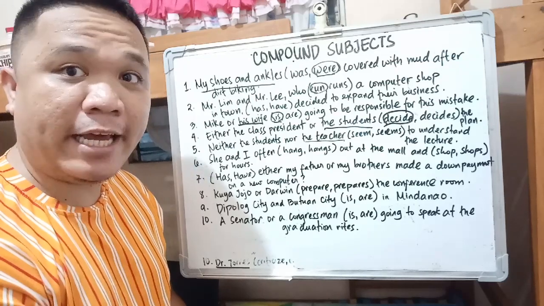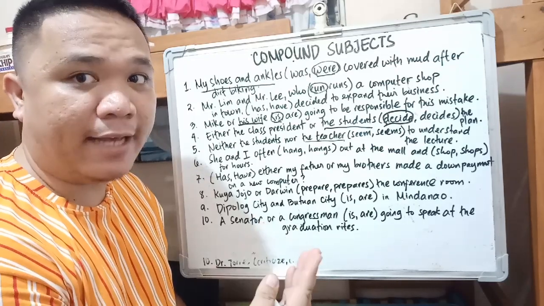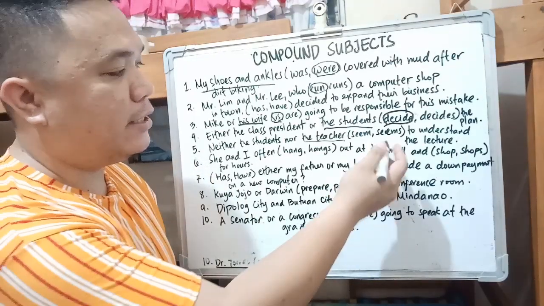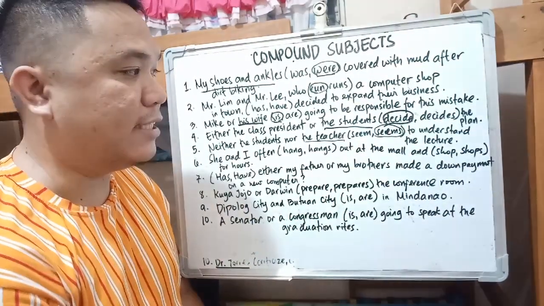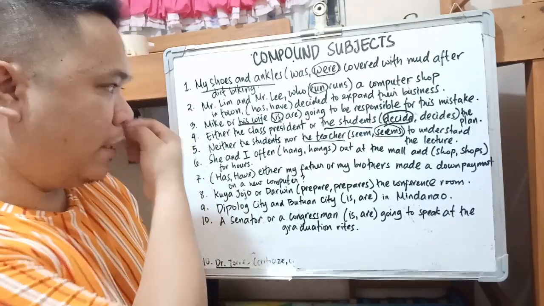How does a singular verb look like? It ends in S or ES. So seems is the correct verb that ends in S.